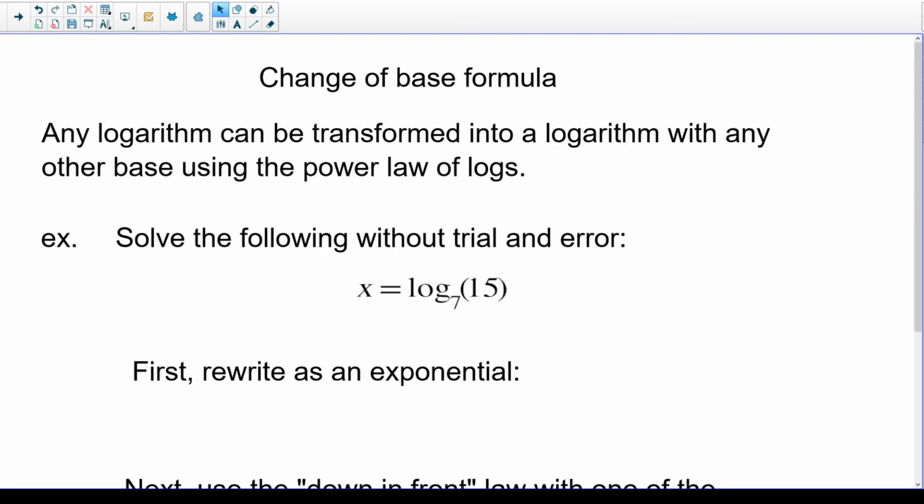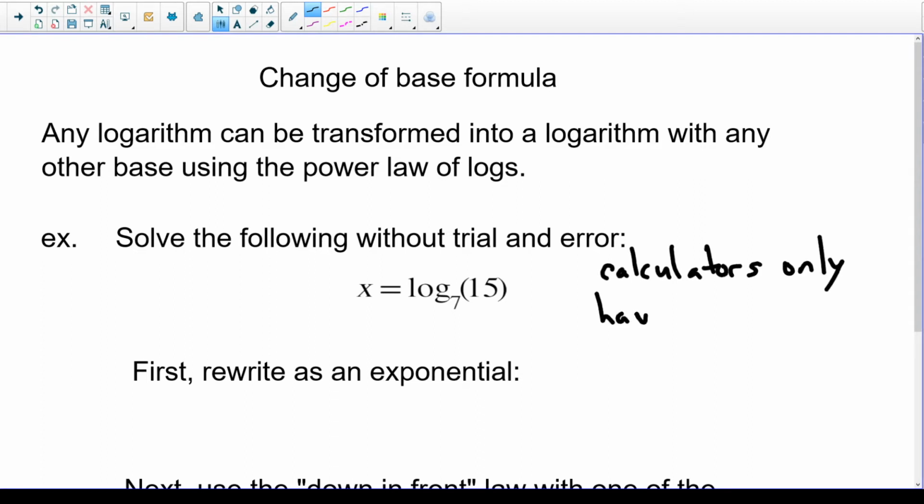Okay, so let me write that in here. Calculators usually only have a log button, which actually means log base 10, or an ln, I'm going to write the L this way so it doesn't look like an I, which means log base E.